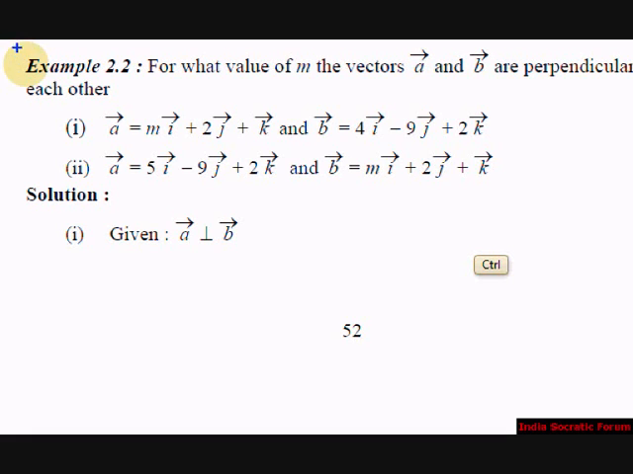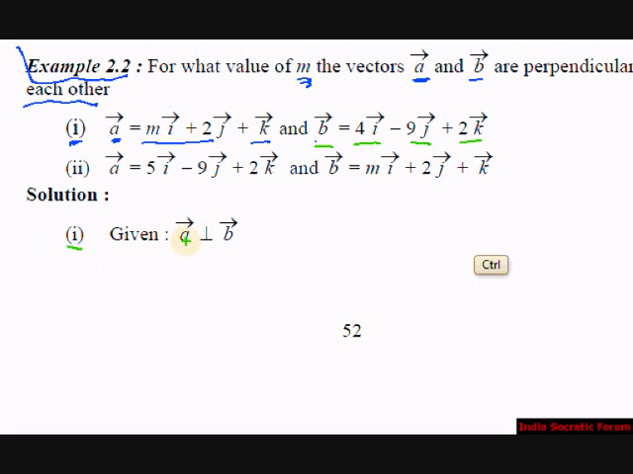Example 2.2. For what value of m are the vectors a and b perpendicular to each other? So this is the thing. Question 1: if a vector is equal to m i vector, 2j vector and k vector, and b vector is going to be 4i vector, 9j vector, 2k vector.